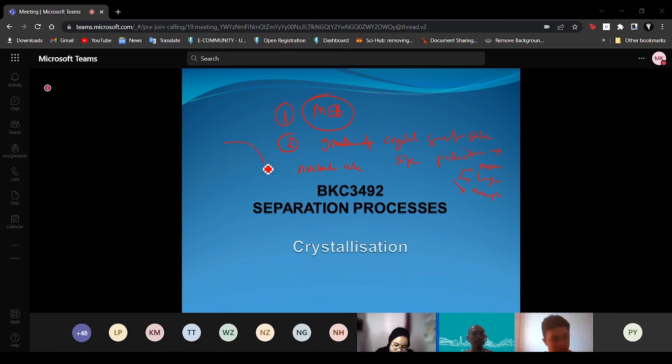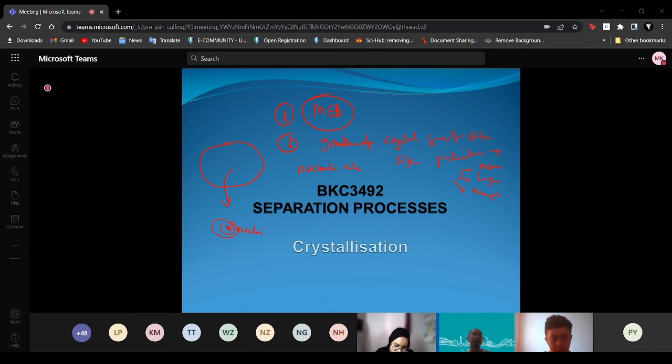Before it becomes a bigger crystal, let's say this is your crystal. It becomes bigger. So normally this crystal starts from a small size that we call nuclei. From nuclei, it starts to grow, becoming bigger and bigger and bigger. So the size is growing. Look at that crystal. The second part is focusing on that.